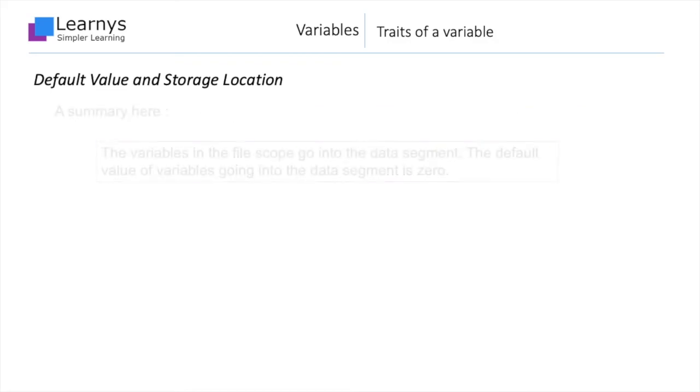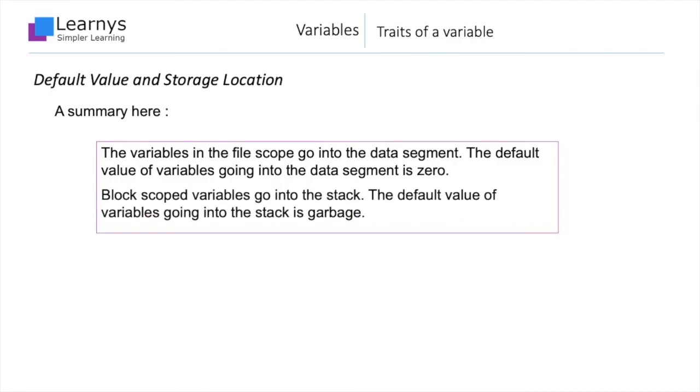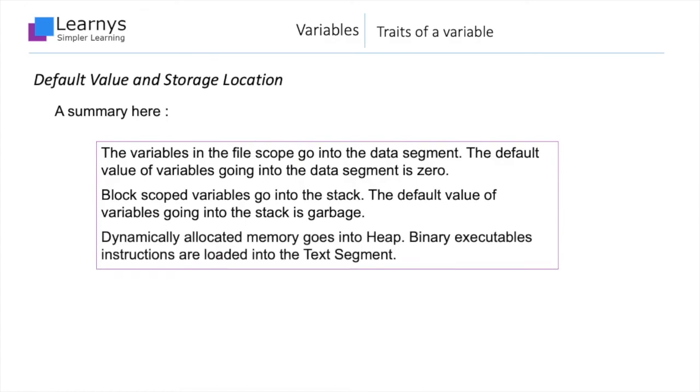A summary here. The variables in the file scope go into the data segment. The default value of variables going into the data segment is 0. Block scope variables go into the stack. The default value of variables going into the stack is garbage. Please note that dynamically allocated memory goes into the heap. Also note that the binary executable instructions are loaded into the text segment.